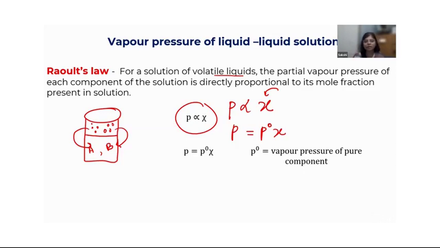So that means if I talk about the vapor pressure of A, that is equal to the pure vapor pressure of A, P naught A. So whenever we talk about purity, we put this naught into the mole fraction of A. That would be the partial pressure of A in this solution. So this is the equation of Raoult's law.